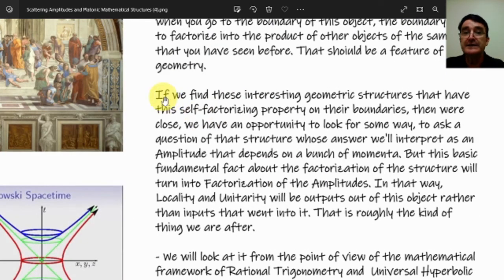And then he goes on to say, if we find these interesting geometric structures that have this self-factorizing property on their boundaries, then we are close. We have an opportunity to look for some way to ask a question of that structure whose answer we'll interpret as an amplitude that depends on a bunch of momenta. But this basic fundamental fact about the factorization of the structure will turn into factorization of the amplitudes. In that way, locality and unitarity will be outputs out of this object rather than inputs that went into it. And that is roughly the kind of thing that he is after.